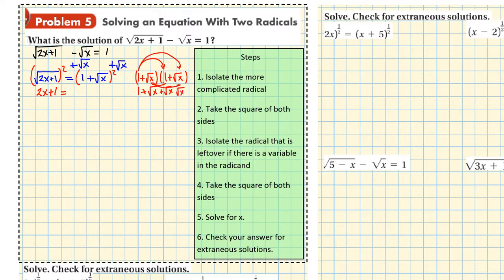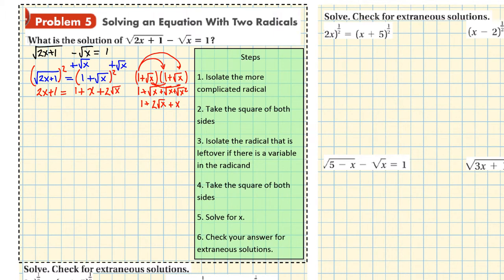Okay, simplify that. You're going to get 1 plus 2 square root of x plus x. Now, in this case, nothing cancels out. They just simplified. So we're going to write 1 plus, I'm going to put the x in the front to make it easier on myself, plus 2 square root of x. And we're done. Now, notice that we still have a radical, the square root of x.